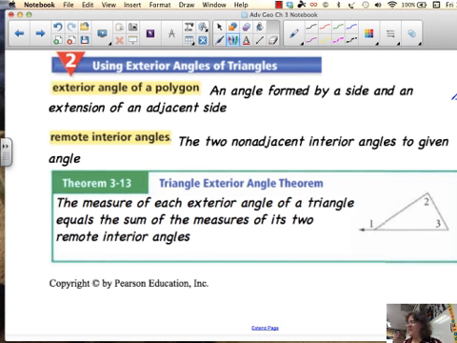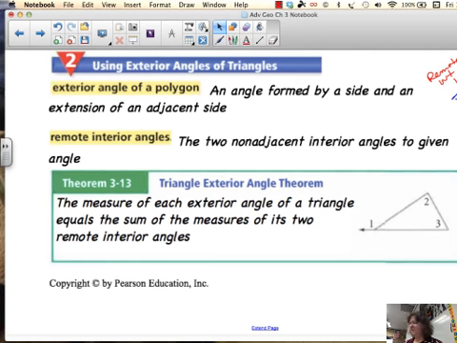Now, remote interior angle. So I have my exterior angle. The remote interior angles, there's always going to be two for any exterior angle, are the two non-adjacent interior angles to the given angle. So if you take a look at my exterior angle, the adjacent angle would be this angle right here. So I can't include that one. If you take the other two, they're remote interior. So this would be a remote interior, this would be a remote interior. So these would be remote interior angles. And depending on where the angle is, it's the same thing. It just can't be the one that's adjacent. It's the other two angles of the triangle that are not adjacent to that exterior angle.